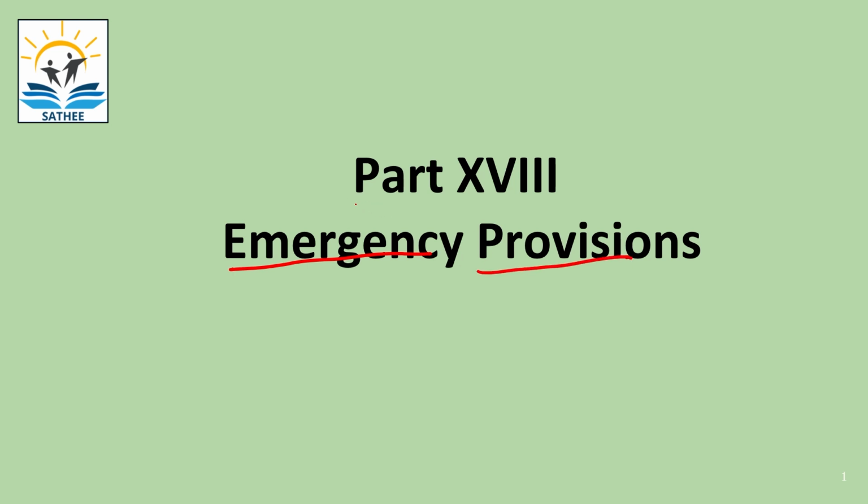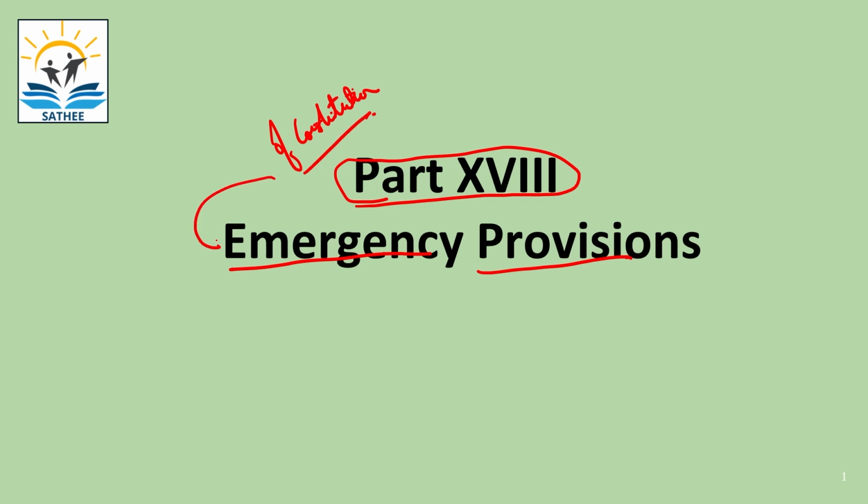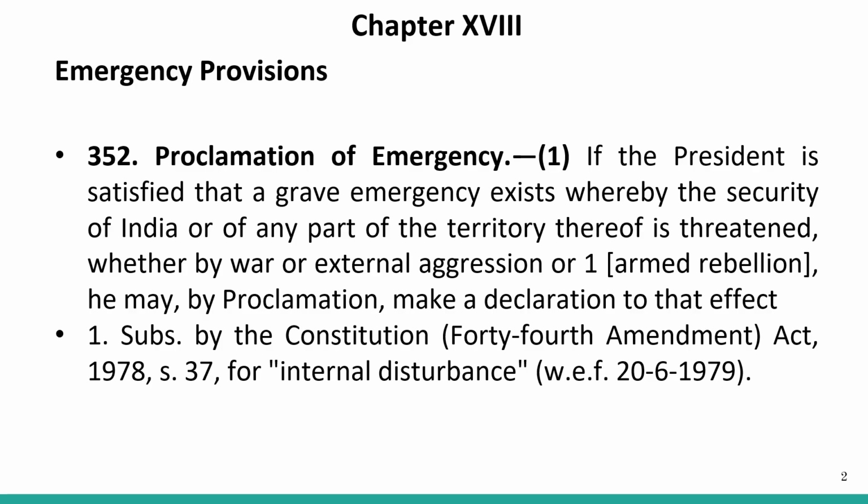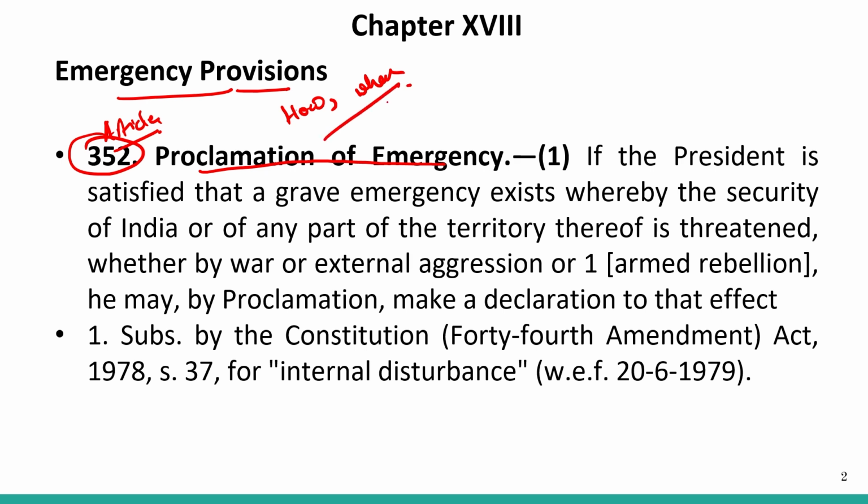As you can see on the screen, Part 18 of the Constitution provides provisions relating to emergency. Let's try to understand what exactly these provisions say. I suppose the screen is visible to you all. The emergency provisions start with Article 352. This is Article 352, the proclamation of emergency, which provides how and when the emergency can be proclaimed. Proclaim means it can be applied.